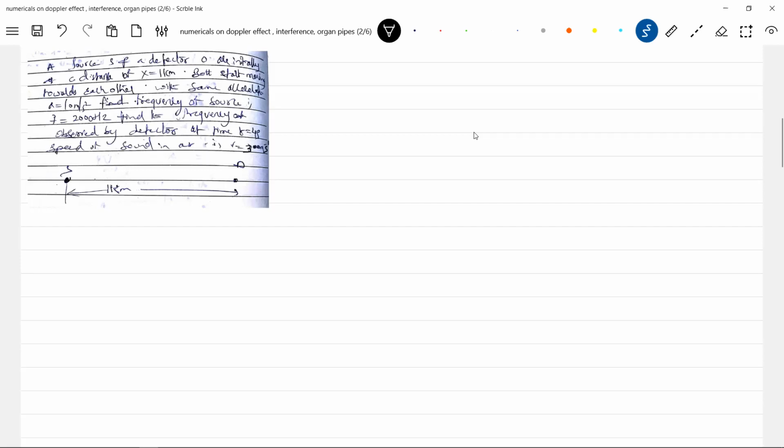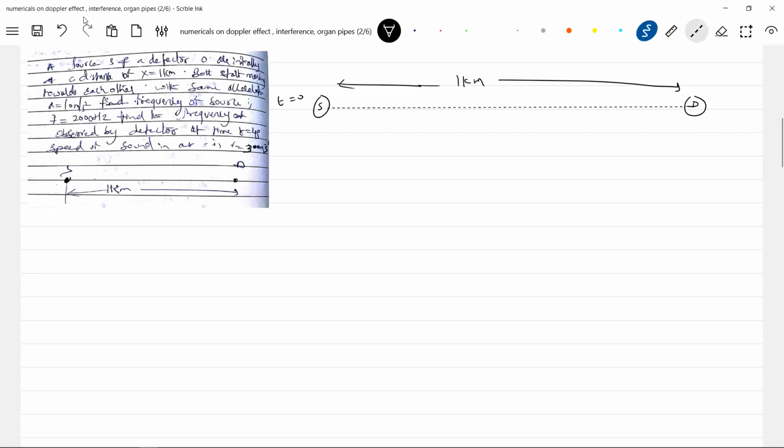So initially, this is a distance. Let me give a better diagram here. So this is the source. This is a detector. So initially what happened? They are separated by 1 kilometer. At t equal to 0, both will start accelerating. I'll give 2 minutes time, try to analyze.